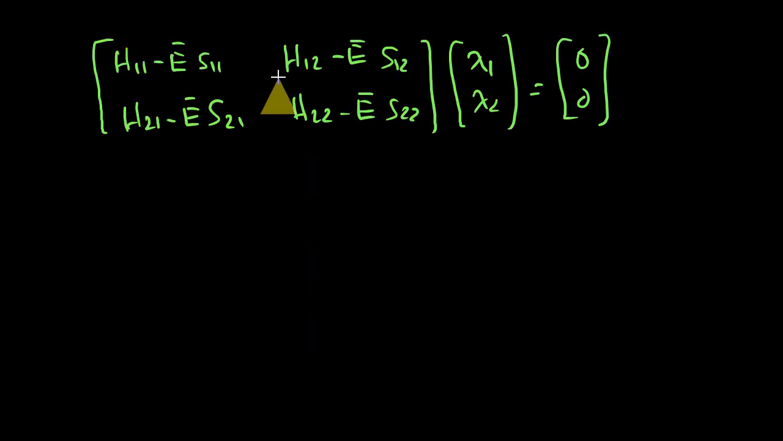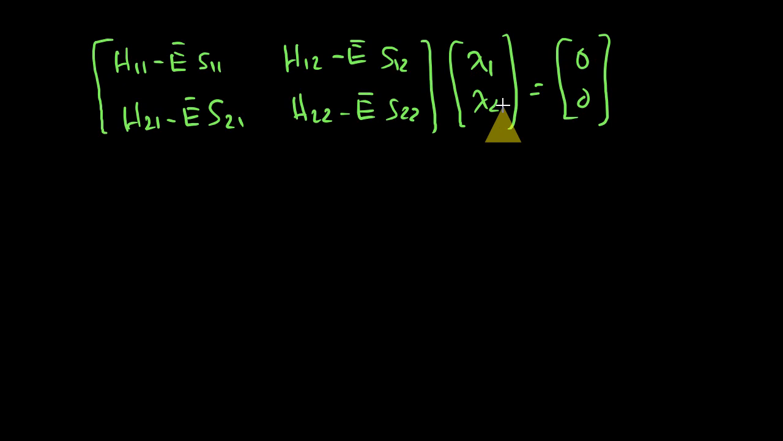How can we do this? This is matrix multiplication. This matrix is multiplied by this matrix to give this matrix. So we can write it like λ1 into H11 minus E bar S11 plus λ2 into H12 minus E bar S12 is equal to 0. Like that, λ1 into H21 minus E bar S21 plus λ2 into H22 minus E bar S22 is also equal to 0.